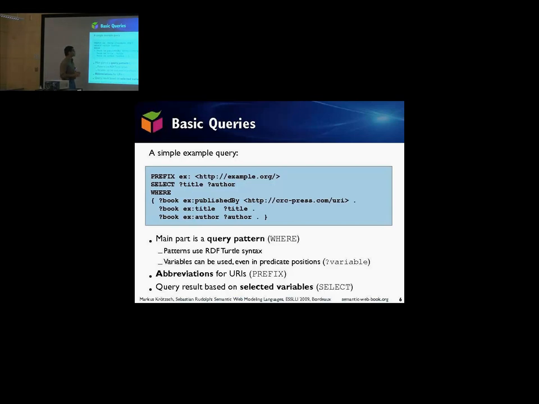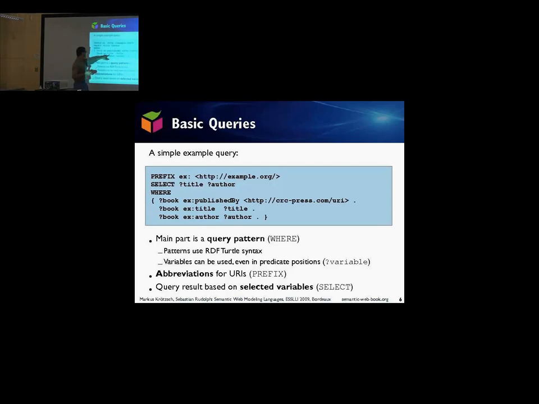Now the main part of this query is this particular pattern which comes in the graph, which, like SQL forms, is present in the WHERE clause or the WHERE pattern. This is also known as the basic graph pattern, if you're going into the technical terms of that.